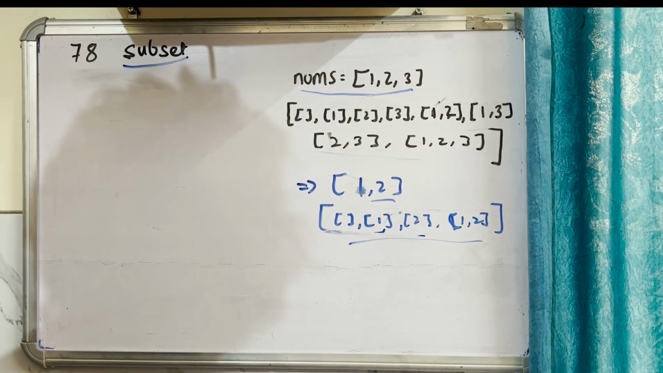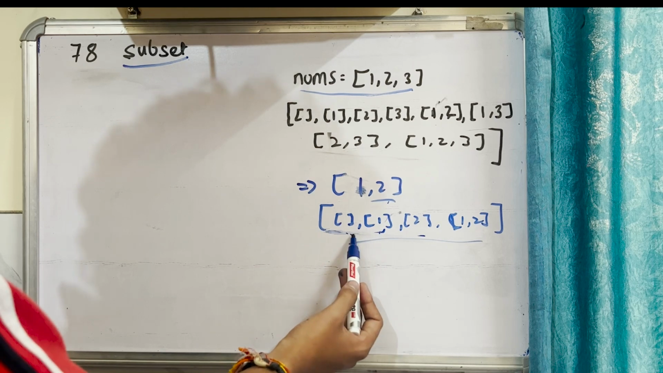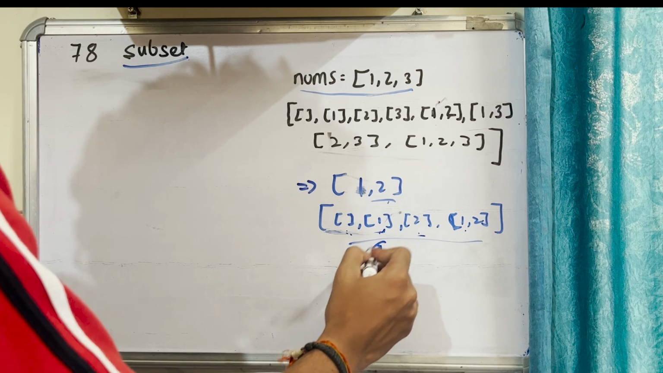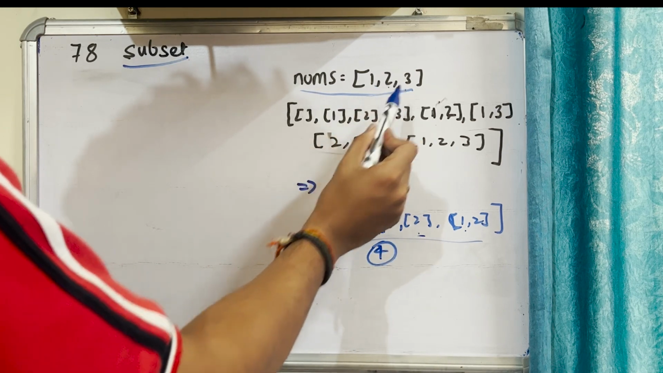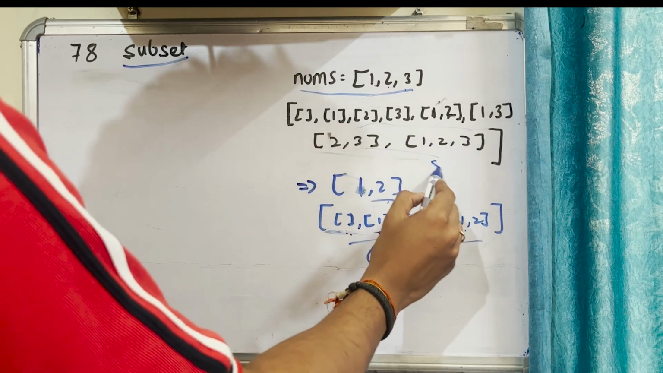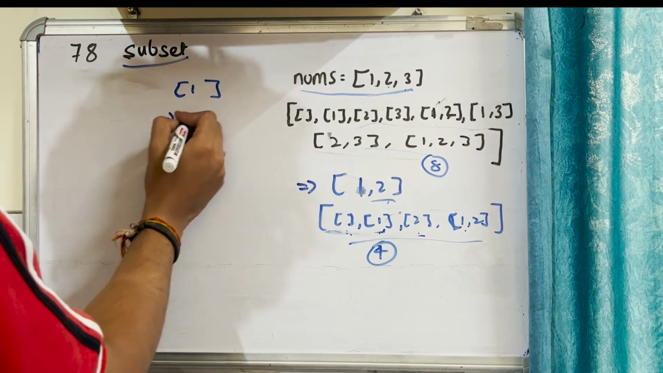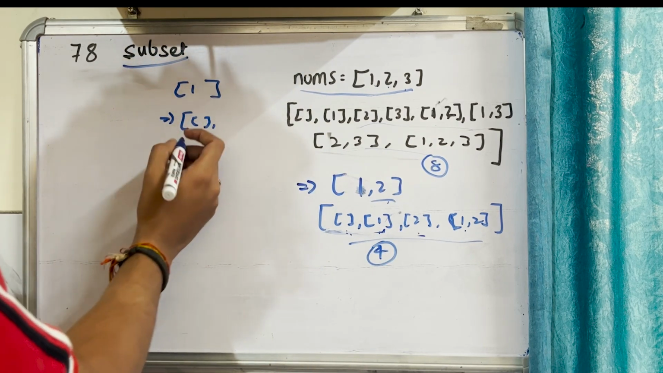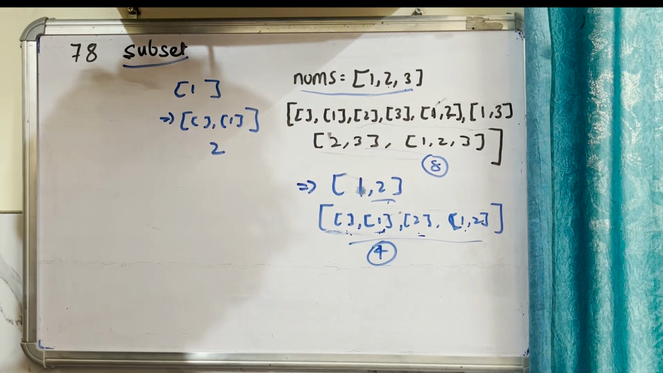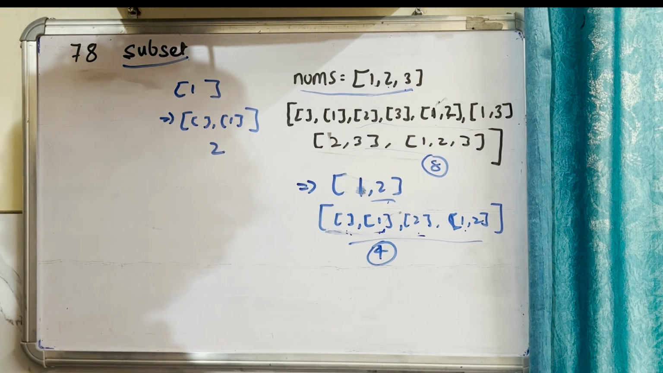try different arrays. Like for 1 2, all possible subsets will be this: no element, 1, 2, 1 2. So there are 4 subsets. If you have 1 2 3 elements, you'll have 8 subsets. Or if you have just a single element, the possible subsets will be the empty set and 1, which will be 2. And if we look closely, they are powers of 2.